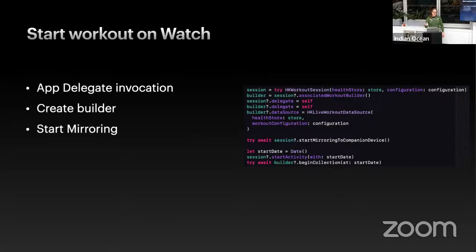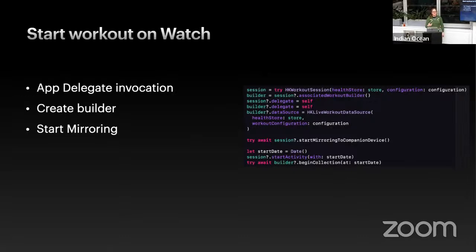We then create a builder. The builder is what collects all of those metrics and does it in real time. So we get the associated workout builder for this session. We assign delegates because, hey, Objective-C is still a thing and HealthKit is all Objective-C with some nice wrappers around it, but it's still all Objective-C.